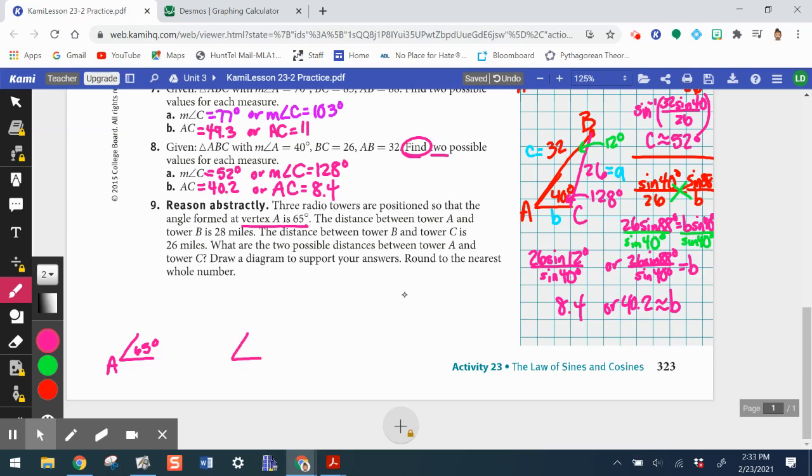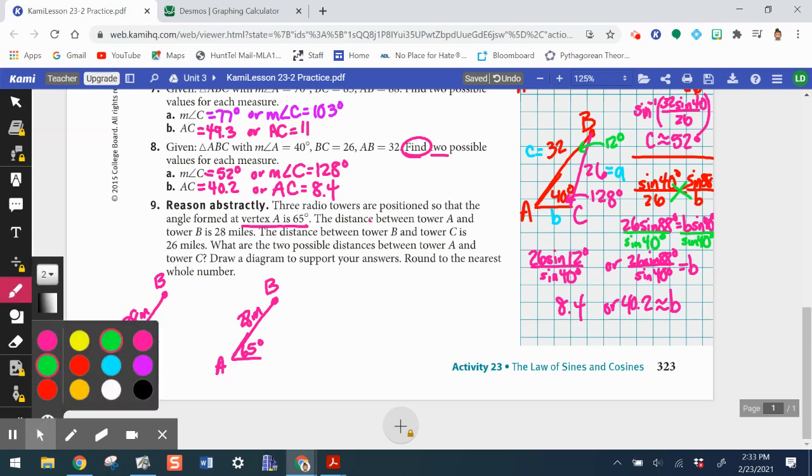I'll go ahead and draw another possible angle A, since there are going to be two possibilities here. And the distance between tower A and tower B is 28 miles. So following the path of this ray, we'll just say that this is now 28 miles. And we'll say that this is B, and we'll do the exact same thing here. I like to have a diagram of my information. And the distance between tower B and tower C, which tower C is going to be somewhere over here, is 26 miles. And so this is the ambiguous case.